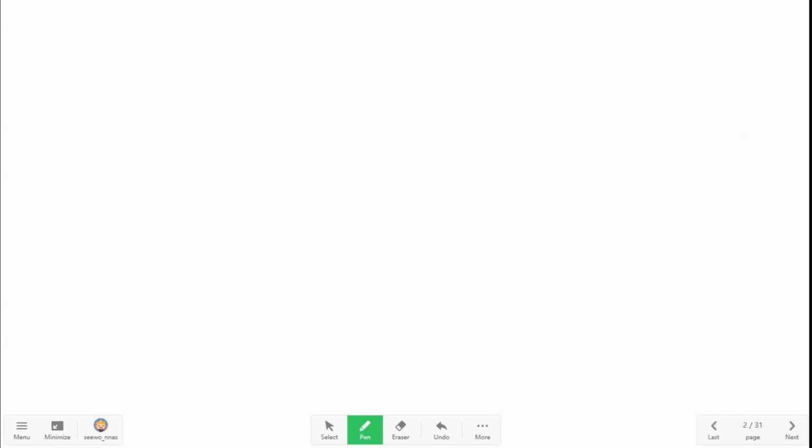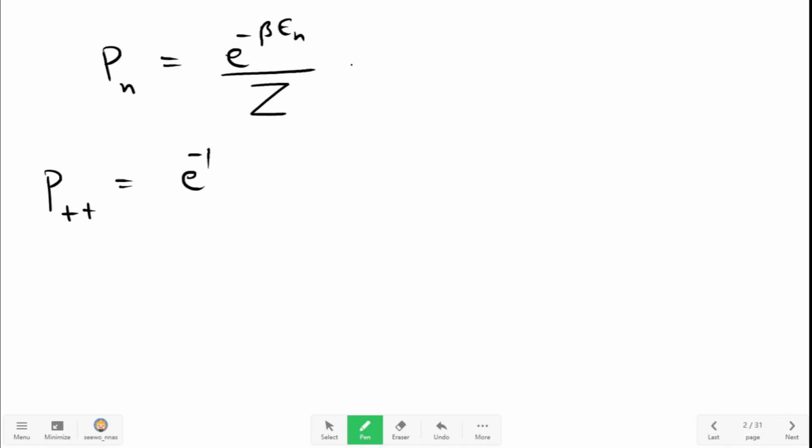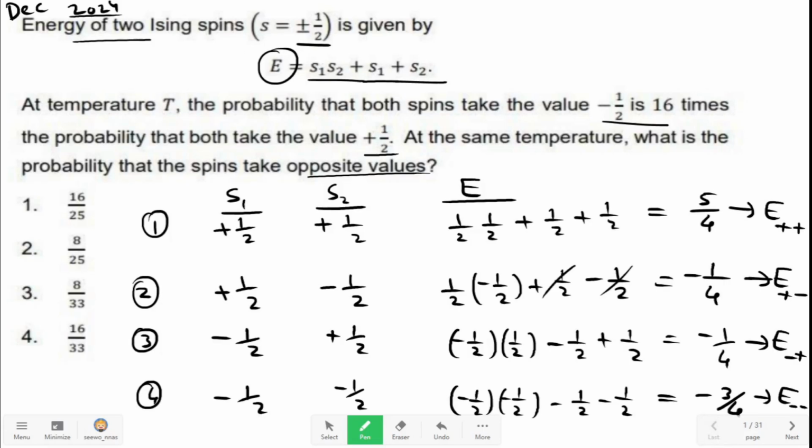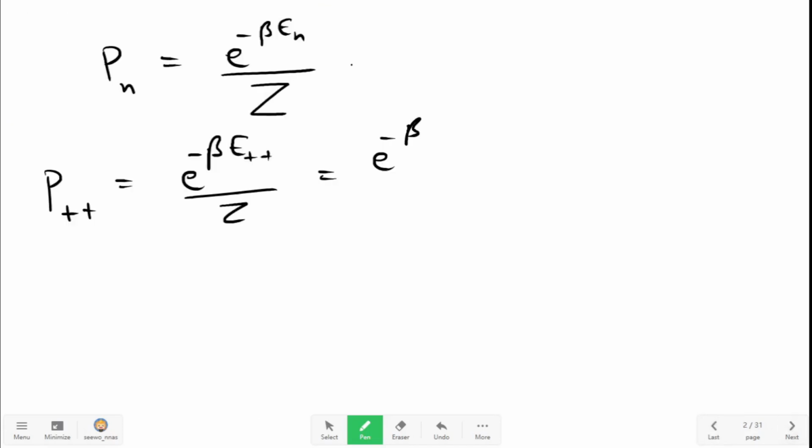Now probability of occupying nth state at temperature T, Pn, is given by e raised to minus beta En divided by Z, where Z is the partition function. Therefore probability of both the spins being plus half is equal to e raised to minus beta E plus plus divided by Z. What is E plus plus? E plus plus is equal to 5 by 4. So it is e raised to minus beta 5 by 4 divided by Z.